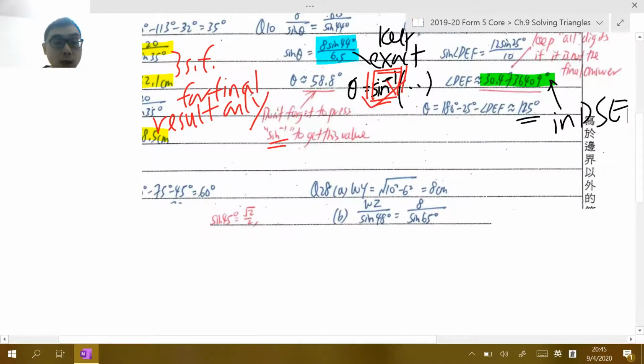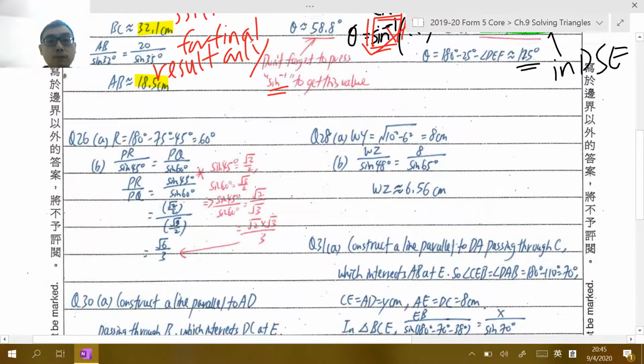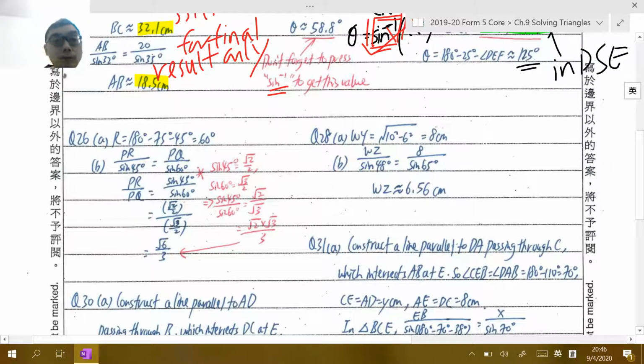Remember this. So you can see that for the other questions, just like question 26 and question 28, very simple. Use the sine formula if necessary. Sometimes you may have to remember some special values you learned before, for example sine 45 degrees and sine 60. And also you have to understand how to simplify the surd form. Remember that if the question asks you to write in exact value or surd form, you should always keep surd form.